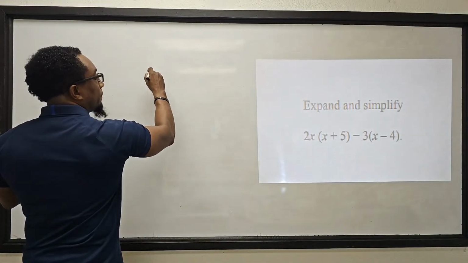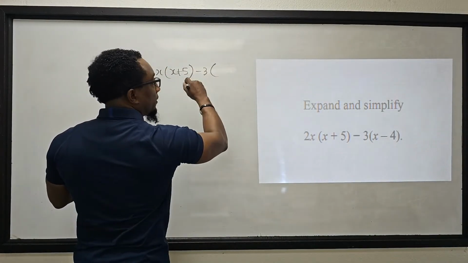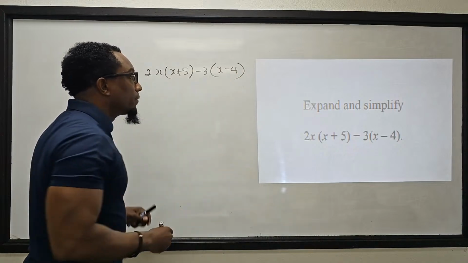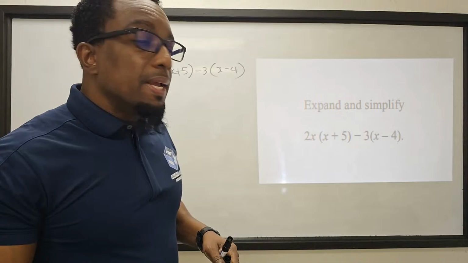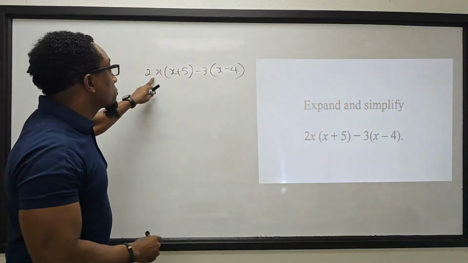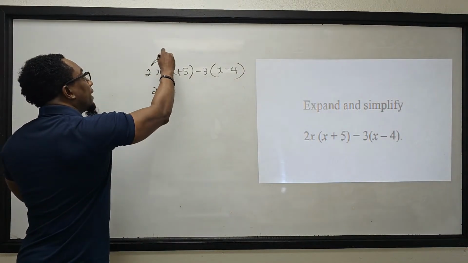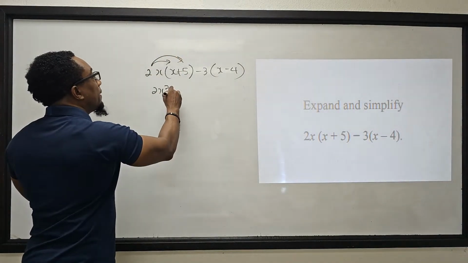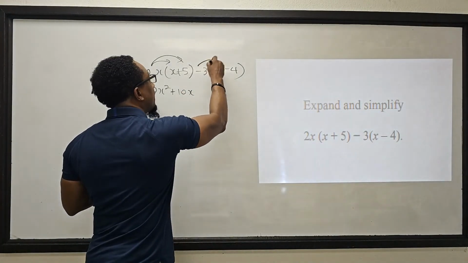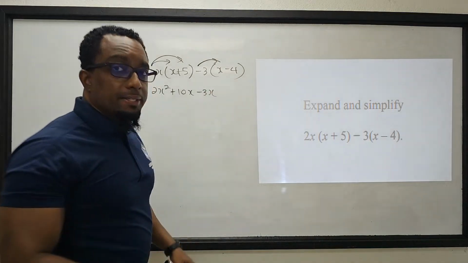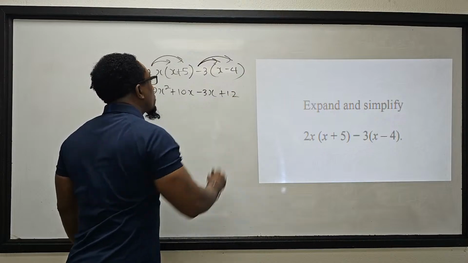So we have 2x in brackets x plus 5, subtract 3 in brackets x subtract 4. For us to expand and simplify, we have to remove the brackets. So 2x multiplied by x will give us 2x squared. 2x by positive 5 will be positive 10x. We multiply negative 3 by x to give us negative 3x, and negative 3 by negative 4 will be plus 12.